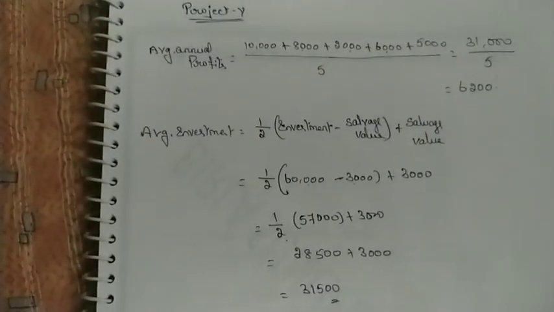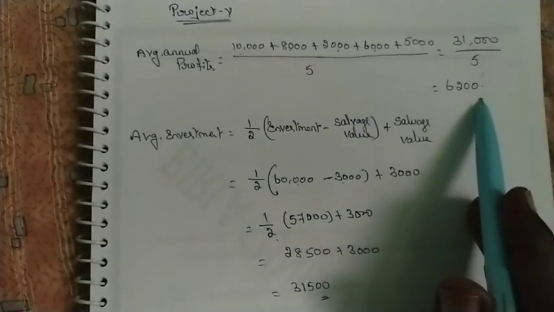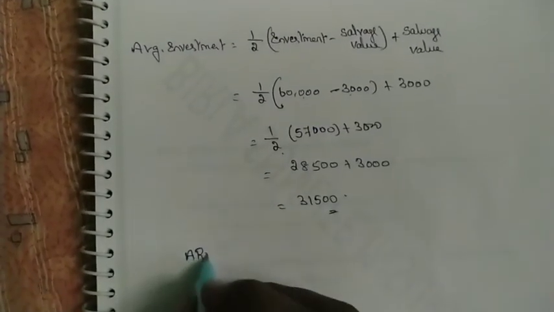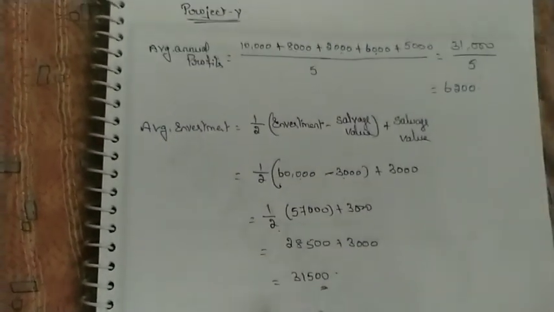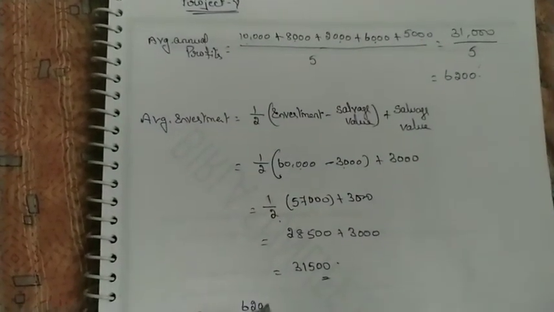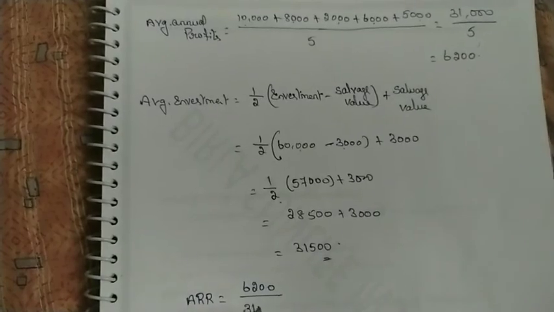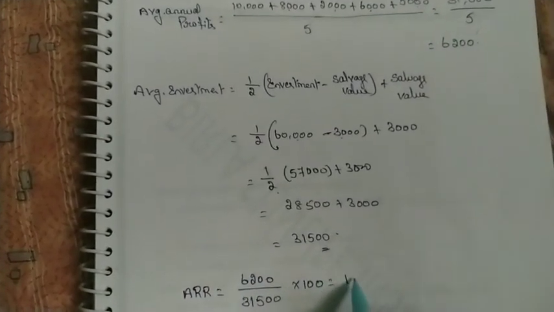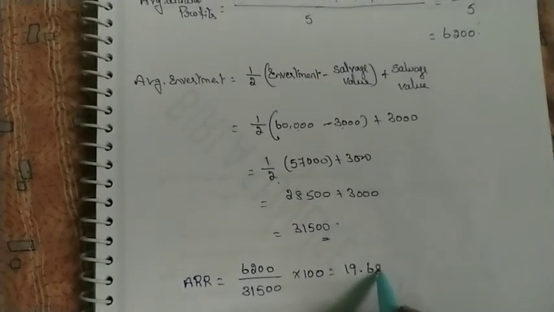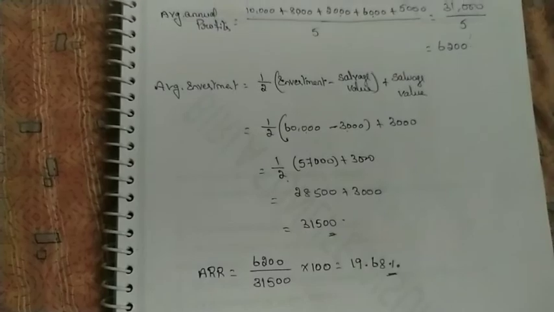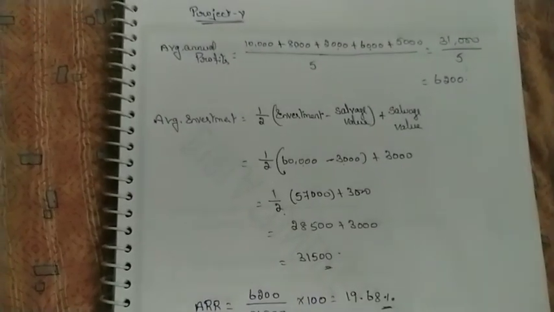Now again for project Y also you have got the average annual profits as well as the average investment. Apply the formula of accounting rate of return. So average annual profits after taxes, that is 6,200, divided by average investment 31,500, into 100. You will get 19.68%. So now we have calculated the accounting rate of return for both the projects.